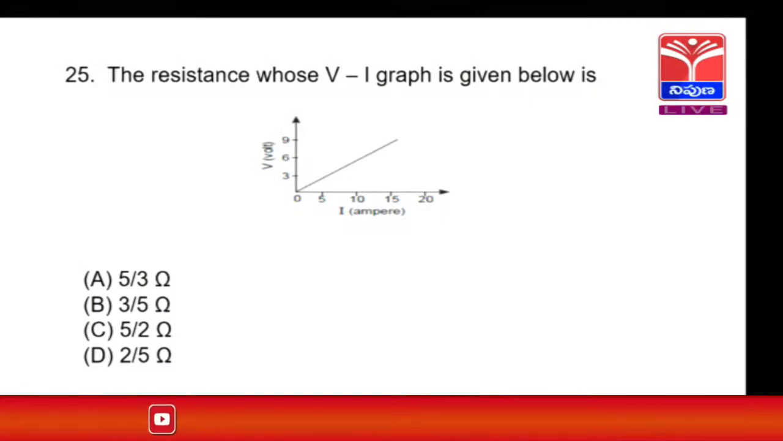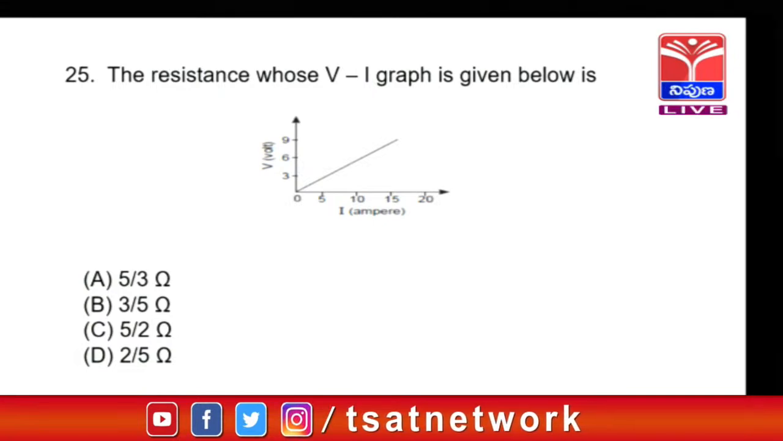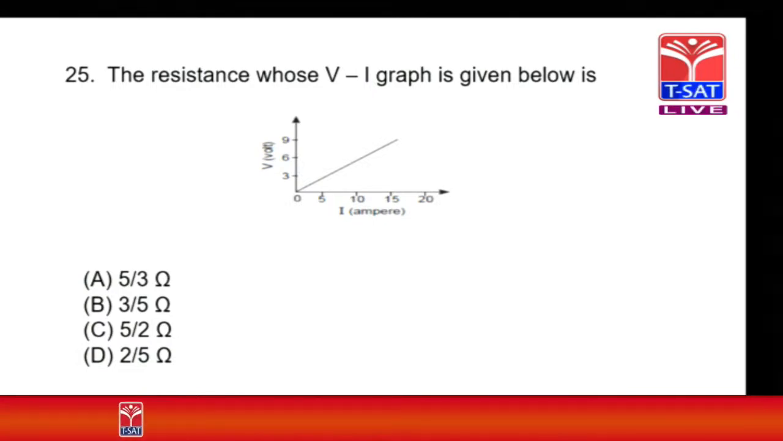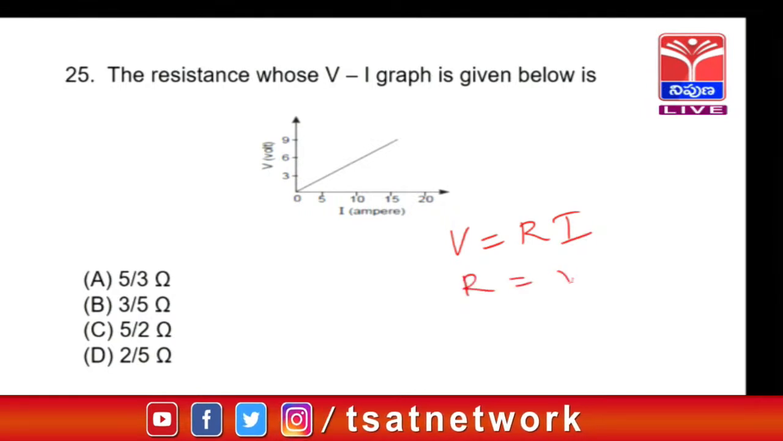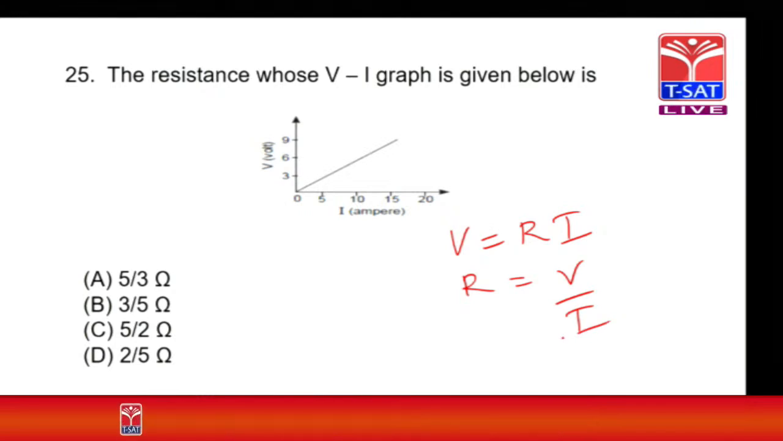Let us see a question. There is a resistance whose V-I graph is given below. V is represented on the y axis and current I on the x axis. As per the formula, V equals IR and R equals V by I. If you coincide those points, let us see the first option, 5 by 3. There is no 5 coinciding with that 3 value. Only 3 by 5 coincides for the V by I value. That's why B is the correct answer.